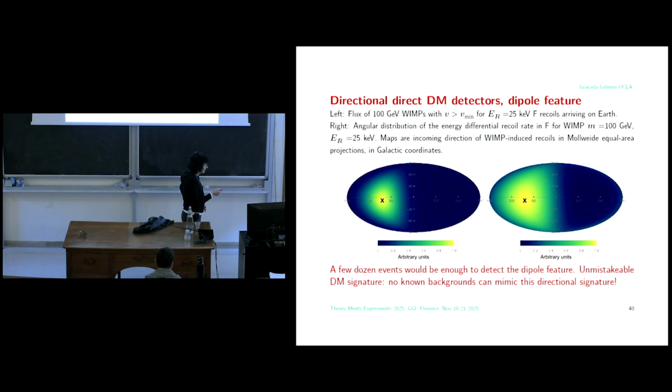what can you do with it? A few dozen events would be enough to detect the dipole feature, namely where most of the dark matter comes from. It's called Cygnus because it comes from the direction of Cygnus. This is where minus the velocity of the sun is coming from. So the wind will be mostly in this direction of Cygnus. So here you can, these are Mollweide. I never know, is it correctly pronounced, Mollweide? I'm not sure.